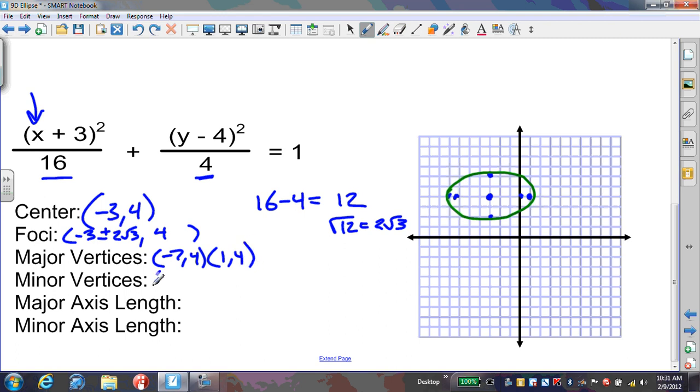For my minor vertices, the -3 doesn't change, but the y value does. We started at 4, we went up 2 to 6, so we have -3, 6, and we went down 2 to 2. Okay, what's the major length? Well, we have a total of 4 this way, 4 that way, for a total of 8, which is 2a. And the minor went up 2 and down 2 for a total of 4 in this direction. Okay, so that shows a horizontal orientation of how to put these together. So again, you want to draw it first and then fill it all in.